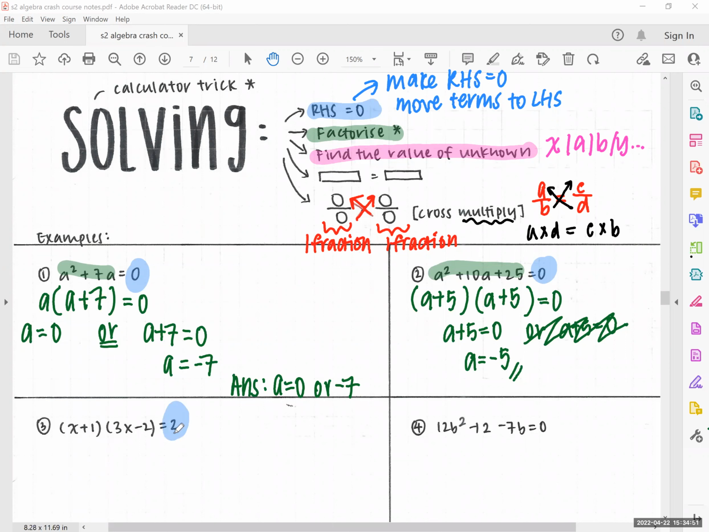Is it 0? No. So what do we have to do? We have to make it 0. How? First we expand the... How to make it 0? Remove it to the left hand side. Now what do I write?